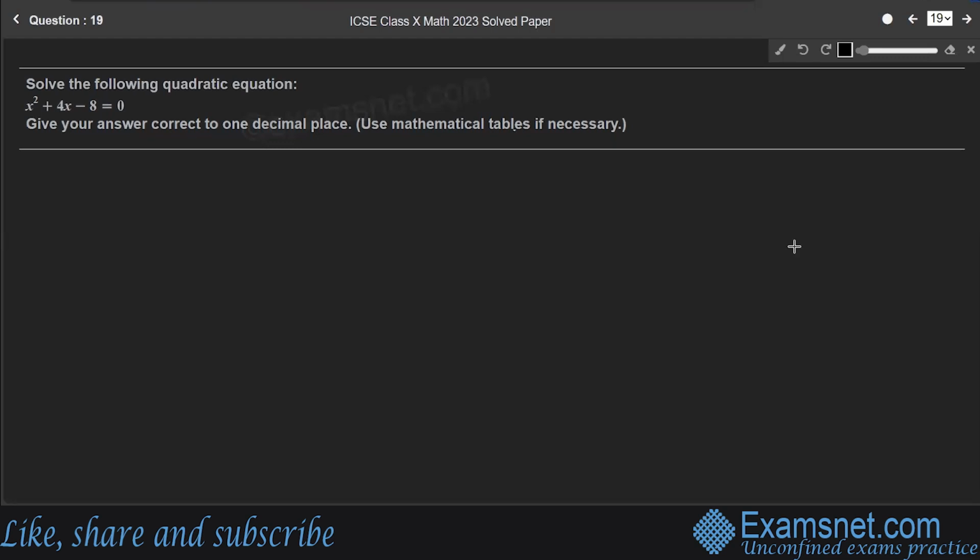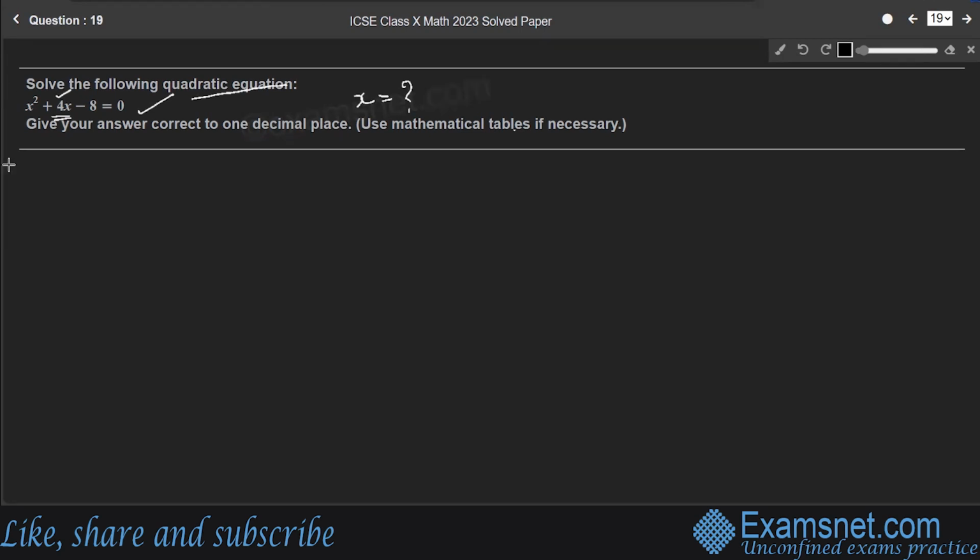Question 19. Solve the following quadratic equation: x square plus 4x minus 8 is equal to 0. Solving the equation means finding the value of x. Here the unknown term is x, right? Here we cannot split the middle term, because the product of two numbers should be minus 8 and their sum should be plus 4. So we cannot split the middle term into whole numbers.